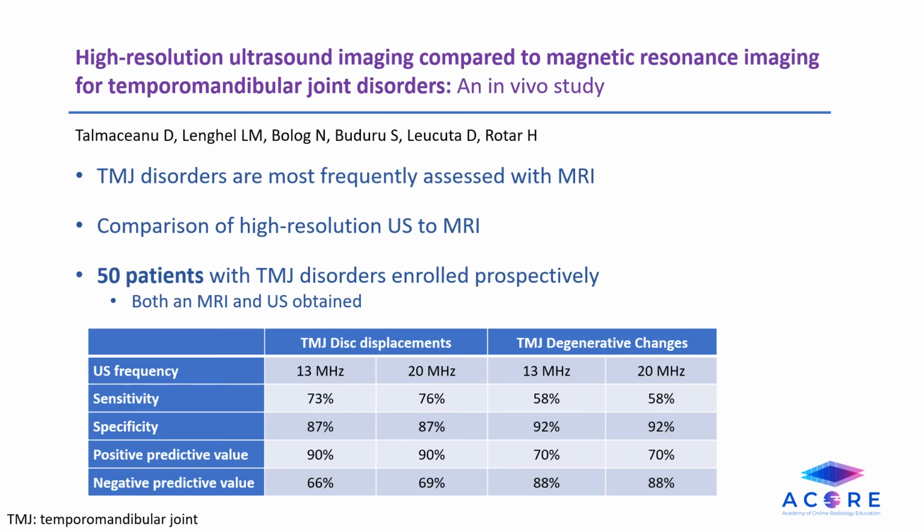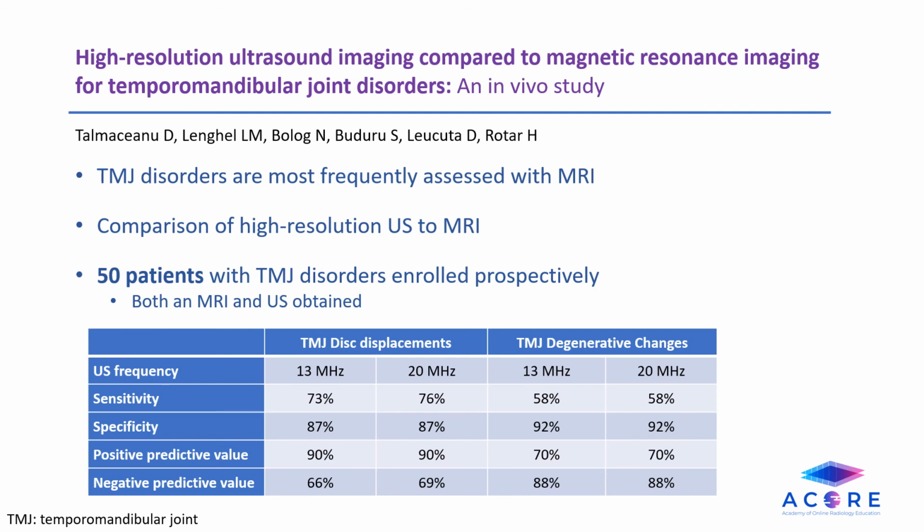And finally, a look at temporomandibular joint disorders. The authors here wanted to see how high-resolution ultrasound compared to the gold standard currently used of MRI for the diagnosis of TMJ disorders, which could be disc displacements or degenerative changes. So they used both 13 megahertz and 20 megahertz probes for ultrasound, and they compared that to the MRI standard. So they had 50 patients which were enrolled prospectively and had both an MRI and ultrasound obtained within 1 to 7 days after clinical examination.